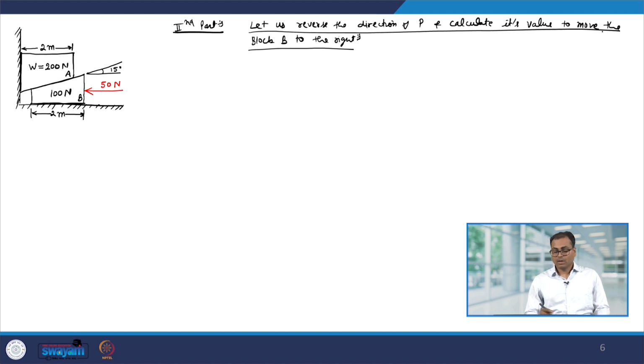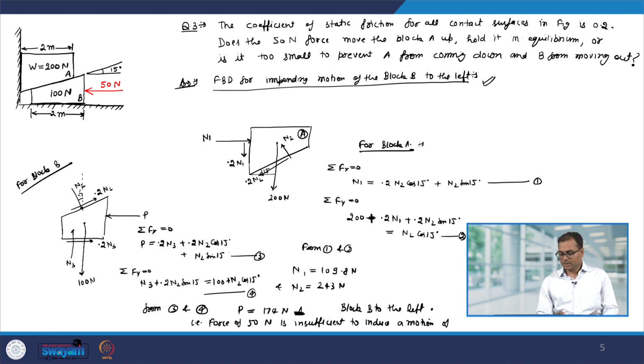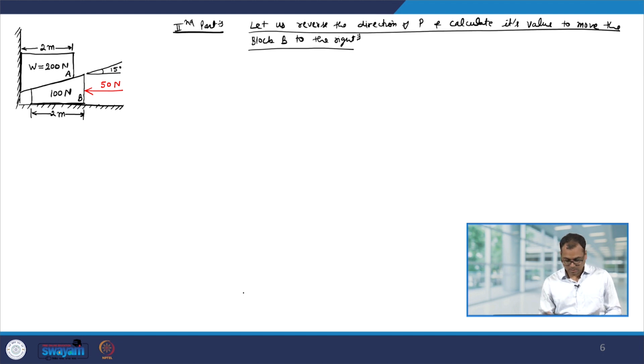Okay. So, note that the only change that is going to happen is that the directions of N2 and N1 are going to reverse. Okay. So, in the previous part, wherever you have 0.2 N2, this will become minus 0.2 N2 and 0.2 N1 will become minus 0.2 N1, because the directions of the frictions are going to change.